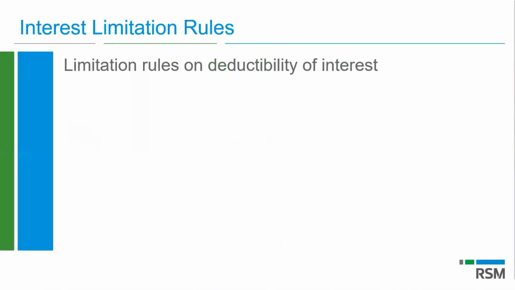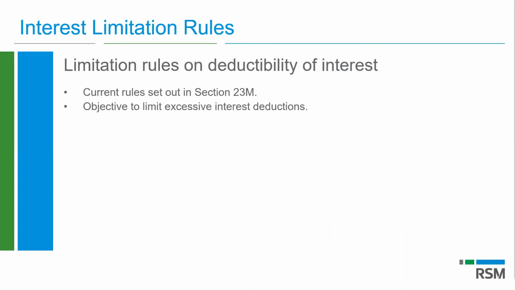The next change has been the changes to the interest limitation rules, not directly related to Section 31, but as I say, a secondary limitation as far as setting out the rules on the deductibility of interest. As I indicated earlier, the current rules are set out in Section 23M of the Tax Act. The objective of Section 23M is to limit any excessive interest deductions.